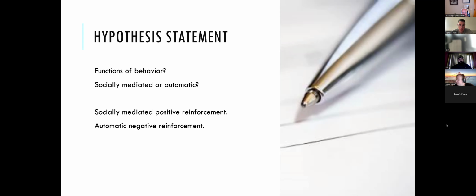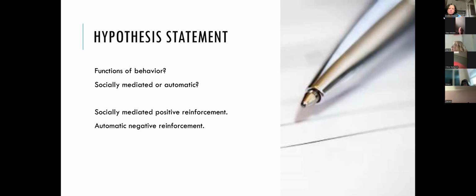So we have socially mediated or automatic. We also have to consider positive and negative. We really have to know what these two terms mean when we mention ABA. So what do we mean by, and again, this is all about the consequence. So what do we mean by positive? Someone I haven't heard from. What do we mean by positive?